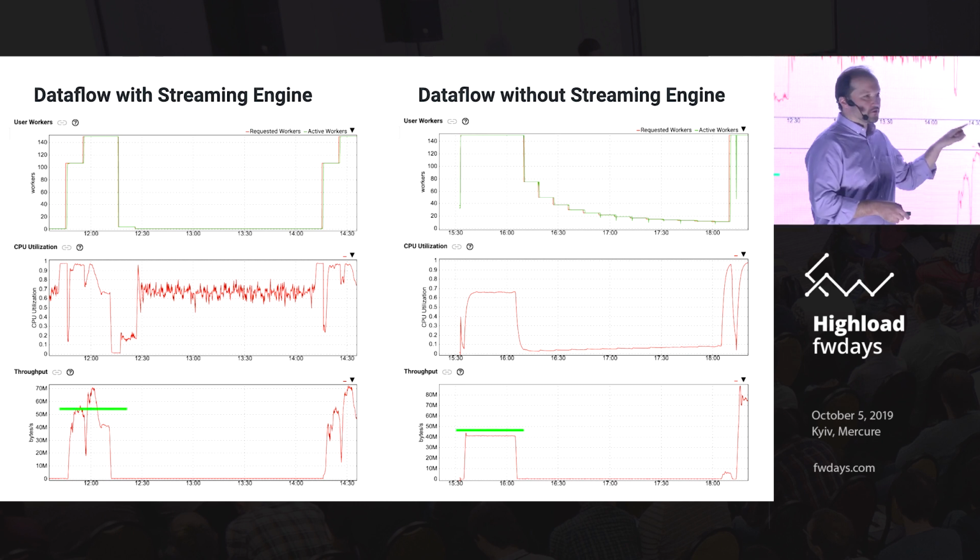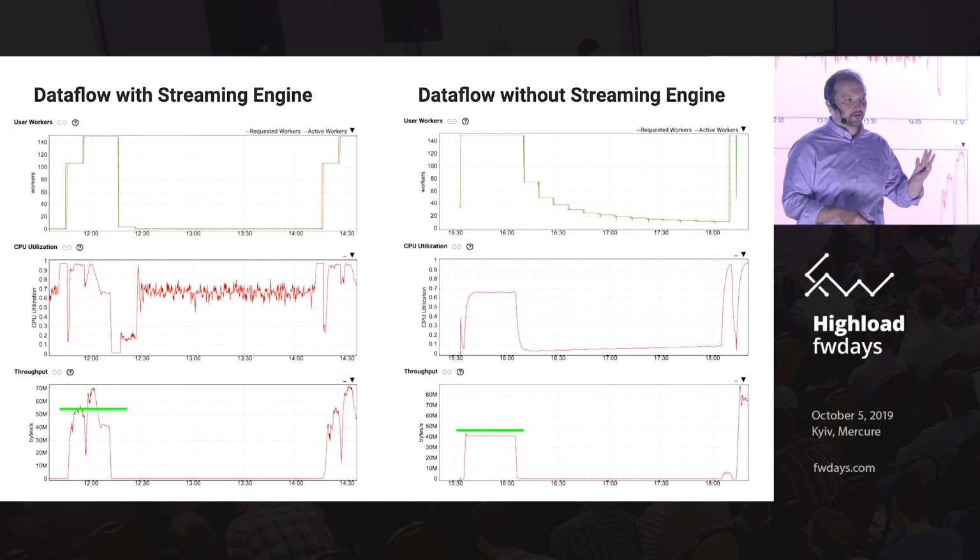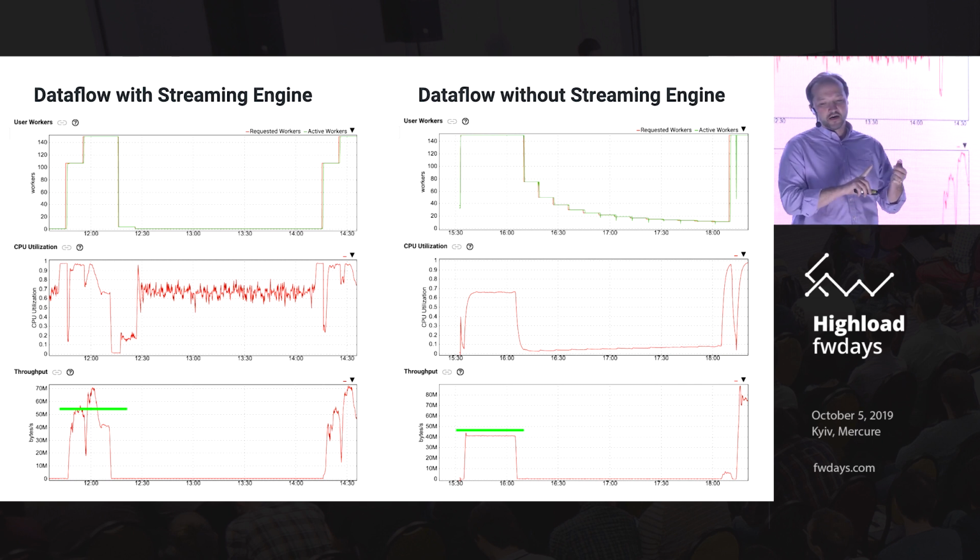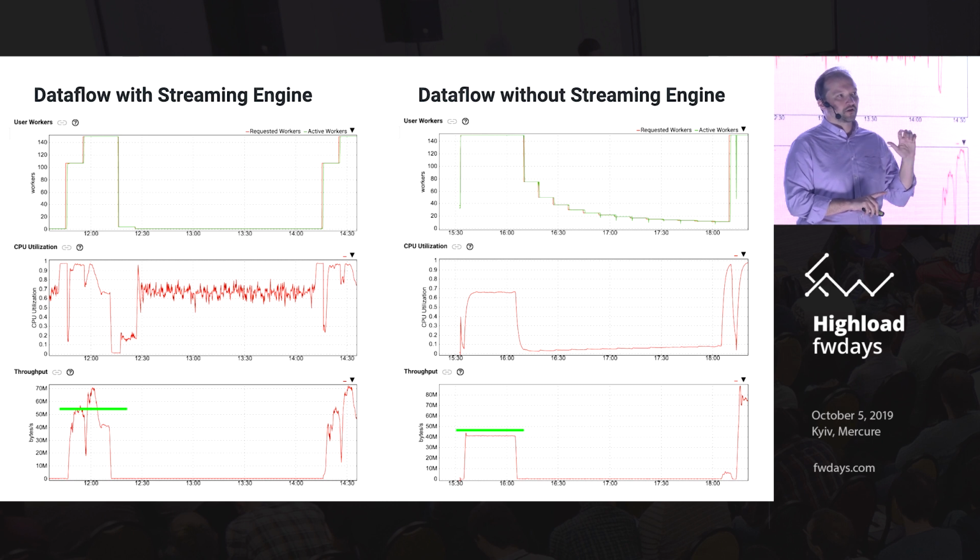I'll start with the bottom chart. The chart shows you three metrics. How many workers we created? Workers mean virtual machines, so how many workers we created to process this workload. The middle graph shows you the CPU utilization averaged across all workers. So it's the average CPU utilization. And the bottom chart is the throughput of your pipeline measured in megabytes per second.